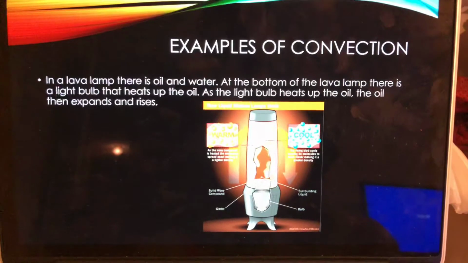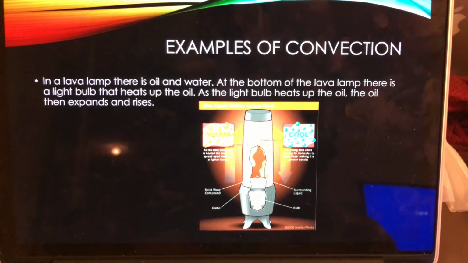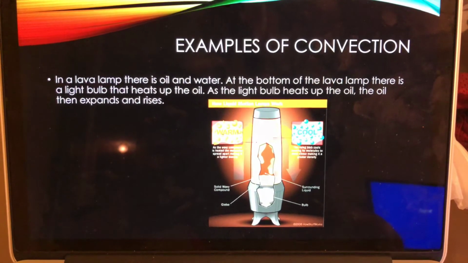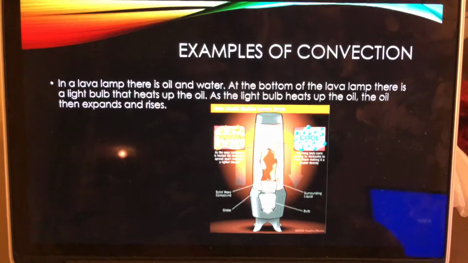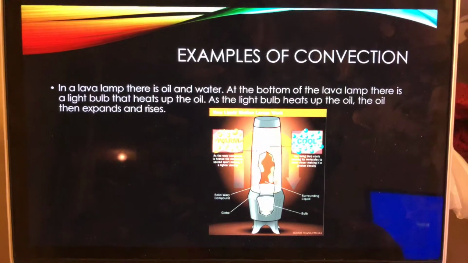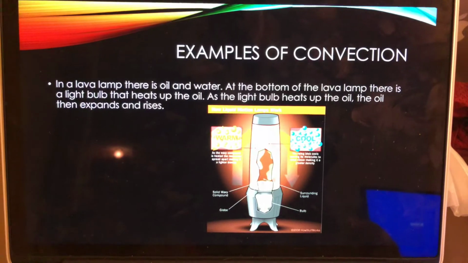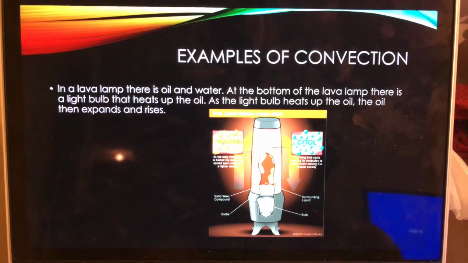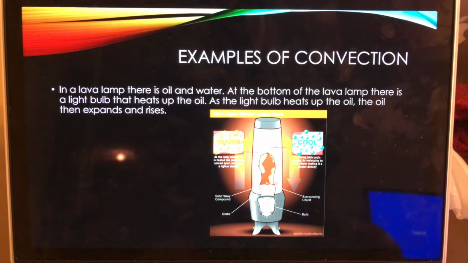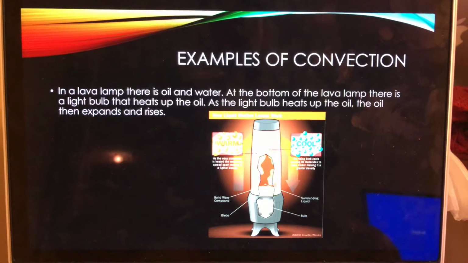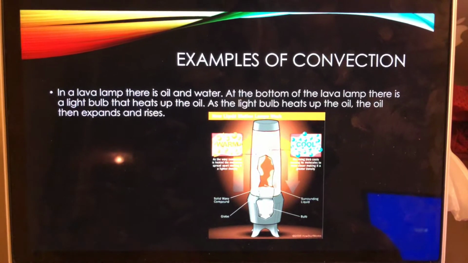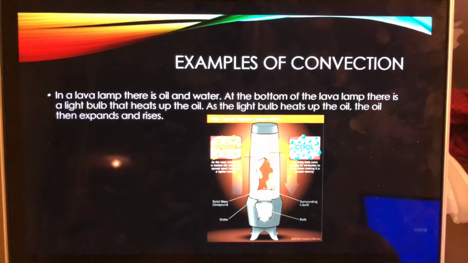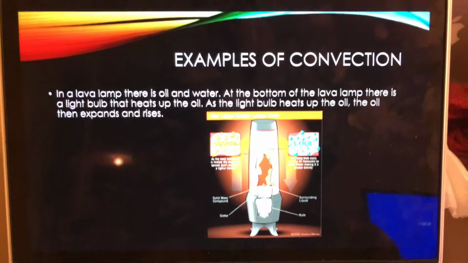Another example is going to be using a lava lamp. In a lava lamp, there is oil, water, and a light bulb. The light bulb is going to be the use of heat in this scenario. At the bottom of the lava lamp, the light bulb will heat the oil that is within the lava lamp. The oil is going to start at the bottom, and as the oil starts to get heated up by the light bulb, the oil will then expand and then rise.